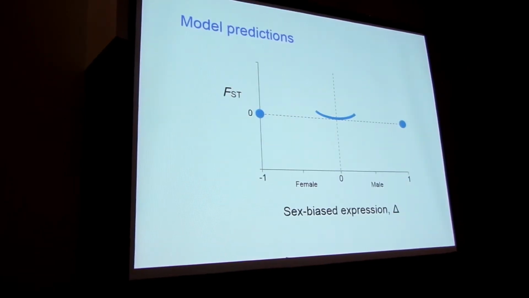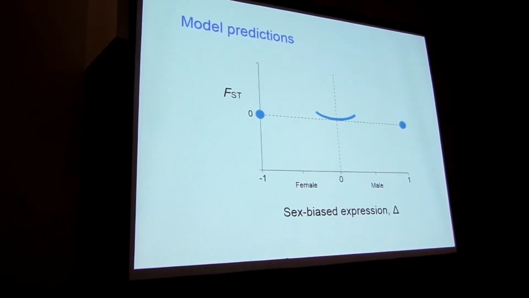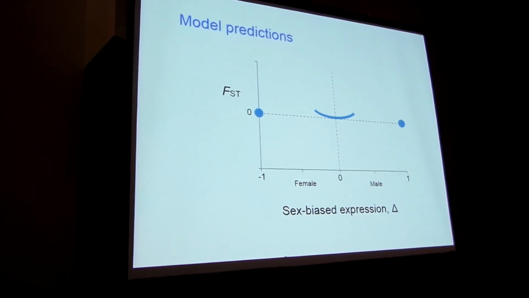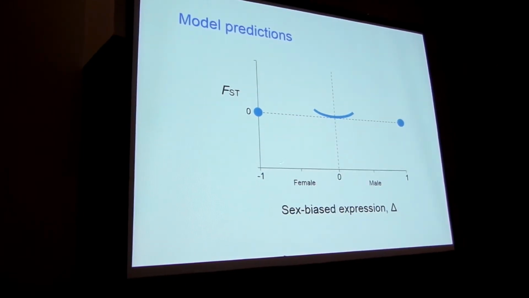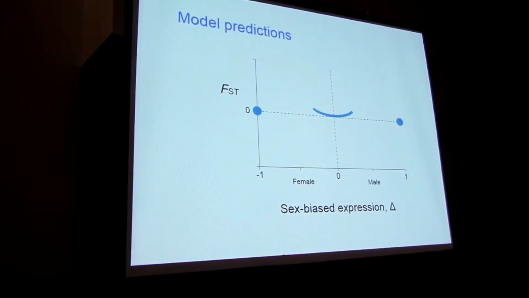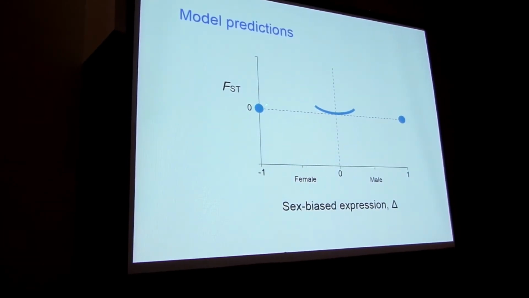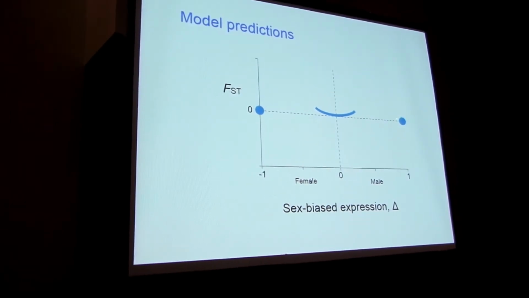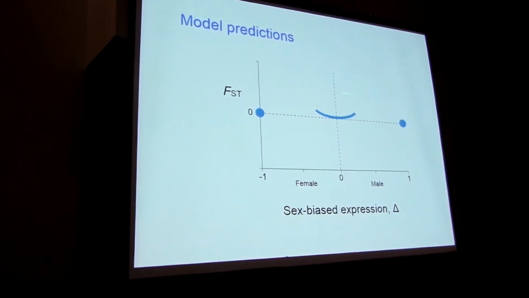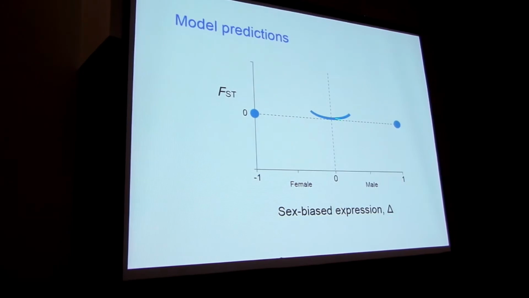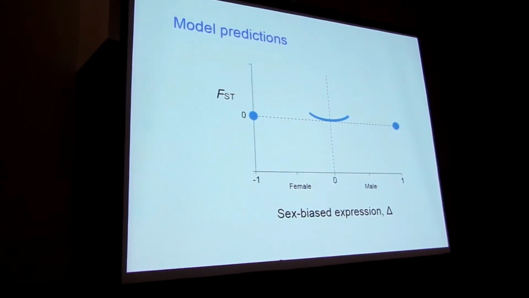If you want to see it graphically, here's what it looks like. This is our canonical graph. We've got sex bias expression here, FST here. We're saying that when there's complete sex bias, FST is 0, expressed only in females. Expressed only in males is also 0. And then when it's weakly sex biased, we get this little smiley face. Okay, so that's what the model predicts.